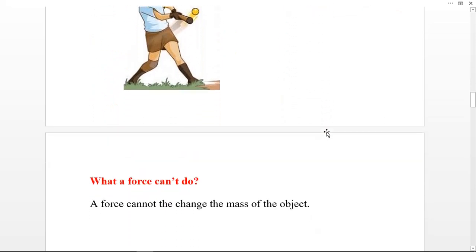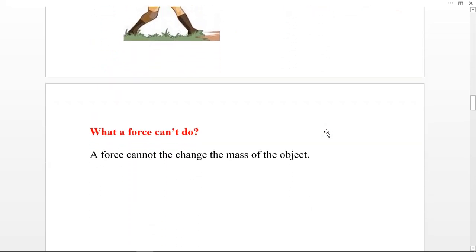But what is the thing the force cannot do? That is the change in mass. The force cannot change the mass of the object.